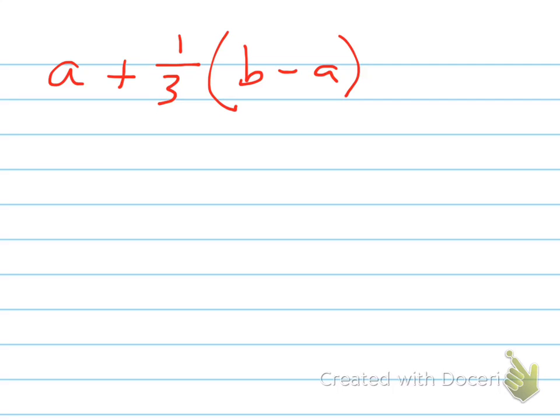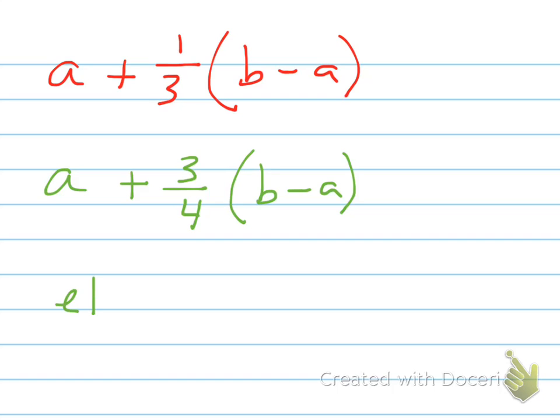Here's another example. If you were asked to find a number 3/4 of the way between two different rational numbers, then your formula would look like this. And so forth, etc. So using these formulas, you should be able to answer any of the following questions in the book.